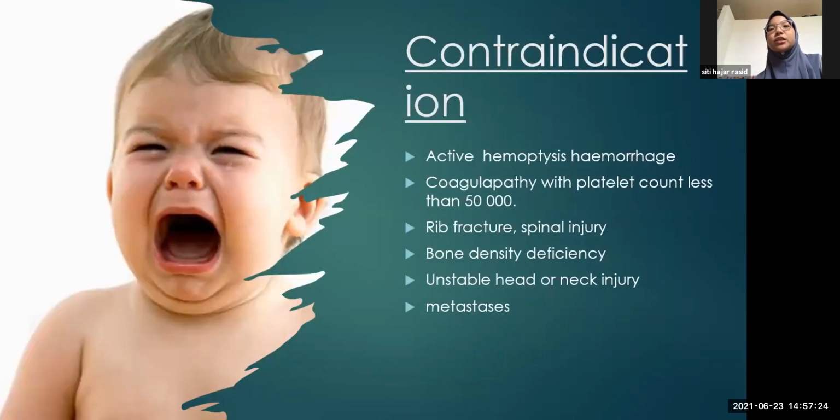The contraindications for chest physiotherapy: if the patient has active hemoptysis, as it can lead to hemorrhage or increase the severity. Coagulopathy with platelet count less than 50,000, rib fracture, spinal injury, bone density deficiency, unstable neck or neck injury, and also if the patient has metastasis. These are contraindications for chest physio.